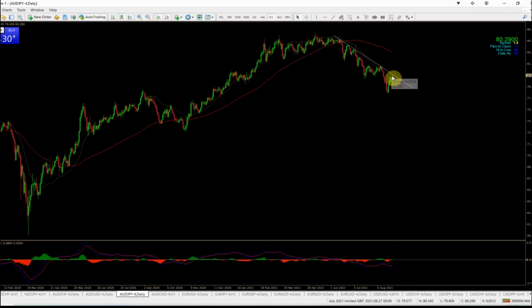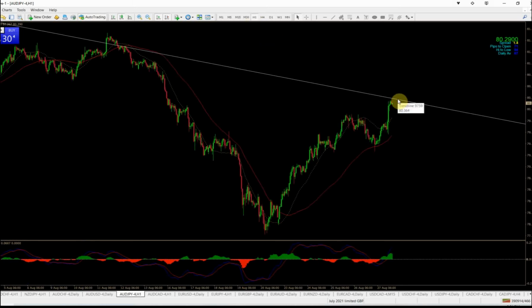Okay, now what's this going to do? Is it going to just keep going, take a new uptrend? I have no idea, and right now I don't care. But we're bumping right up against it, so I am not going to be looking to take any long positions or short positions for that matter on this pair right now until I know what this is going to do.